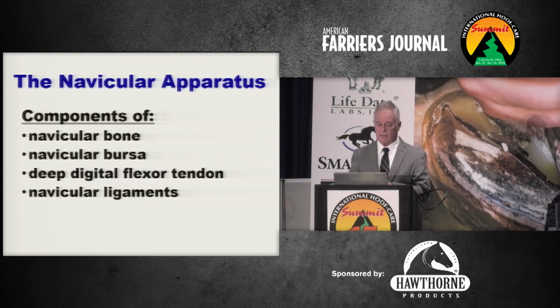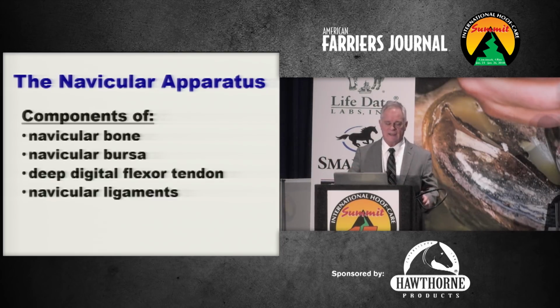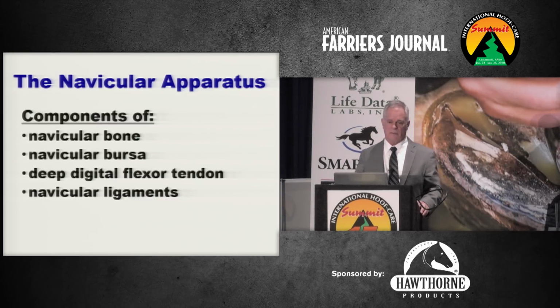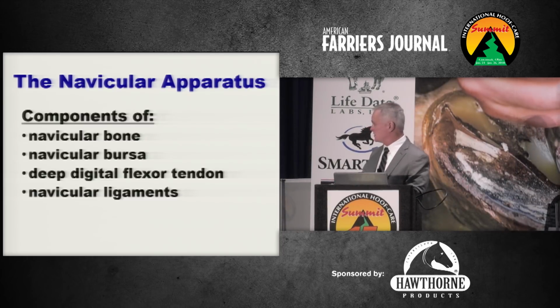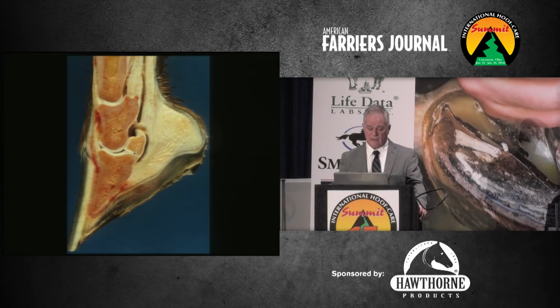Okay, so first, when we use the term navicular apparatus, we're talking about the navicular bone, the navicular bursa, the deep digital flexor tendon, and the navicular ligaments. And I think that's very important. A lot of times, when people hear the term navicular disease or navicular anything, they focus entirely on the bone, okay? And I think that's where, over history, there's been a lot of confusion and maybe argument about what's going on. So think global: navicular bone, bursa, deep digital flexor tendon, and the navicular suspensory ligaments.